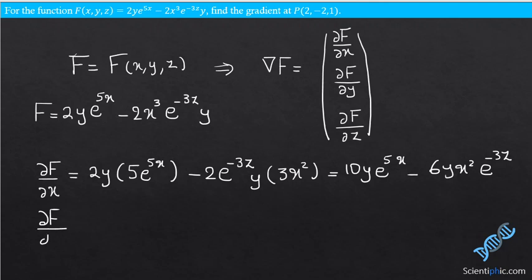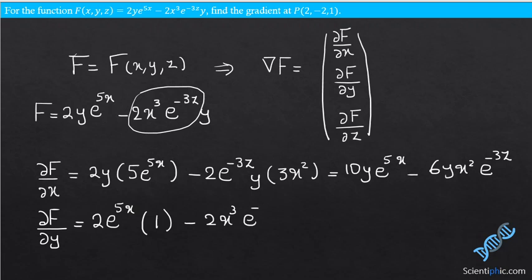The partial derivative of f with respect to y is going to be, so I write the constant parts. As we said, this part, which is not a function of y, we are going to consider to be constant, so it's going to be 2 e to the power of 5x, and finally the derivative of y is simply 1. This whole part in the second term is going to be constant when we consider y to be the only variable, so it's going to be minus 2x cubed e to the power of minus 3z, and the derivative of y is simply 1.